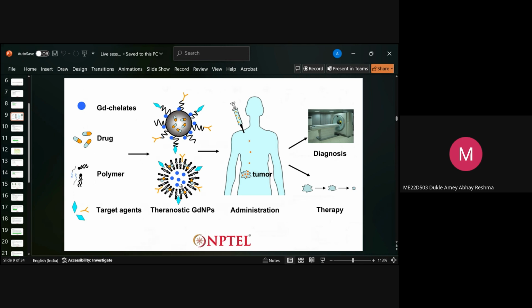Okay. So what happens is gadolinium allows for the tracking of the drug which has already been put, and so when it reaches the tumor model, it can be used for diagnosis as well as therapy.